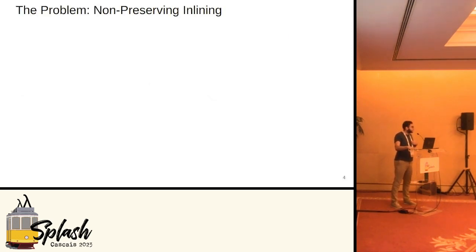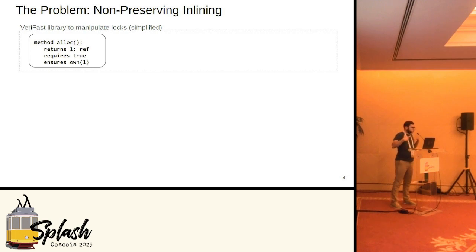And for that, I'm going to use an example based on VeriFast. VeriFast is a verifier based on separation logic for Java and C programs. In VeriFast, here this is really simplified, but there is, for example, a library to manipulate locks. This library does not have an actual implementation, but is axiomatized by pre- and post-conditions in separation logic.